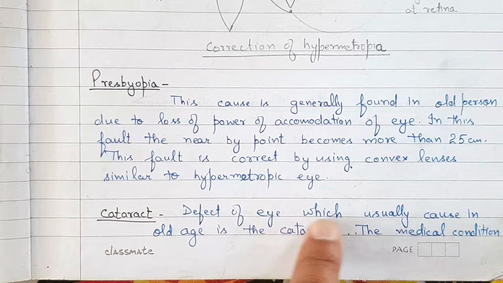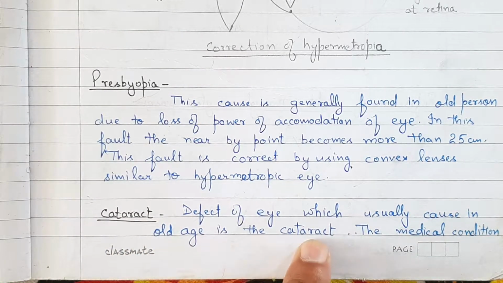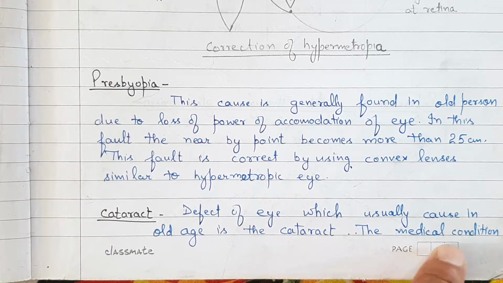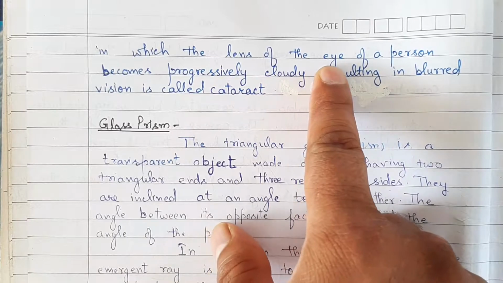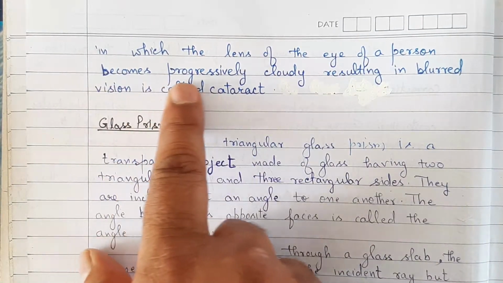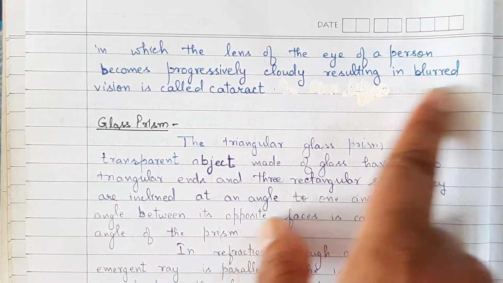Cataract. A defect of the eye which usually occurs in old age is called cataract. The medical condition in which the lens of the eye of a person becomes progressively cloudy, resulting in blurred vision, is called cataract.